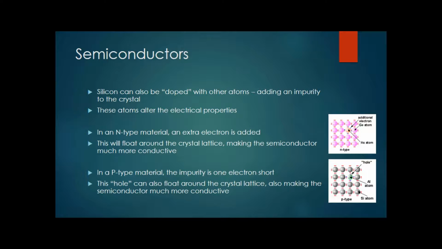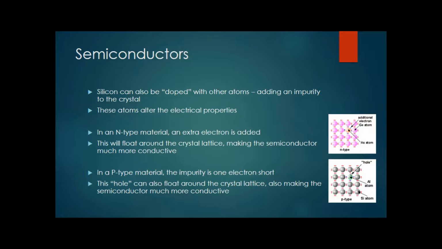Same thing with a p-type material. In this example here, we have silicon atoms, and we've stuck an atom of aluminum in here. And the aluminum doesn't have an extra electron, it has a missing electron. And that missing electron, what we call a hole, can actually wander around the crystal too. And this lets current flow inside the semiconductor. So we've changed it from being like an insulator into being more like a metal.